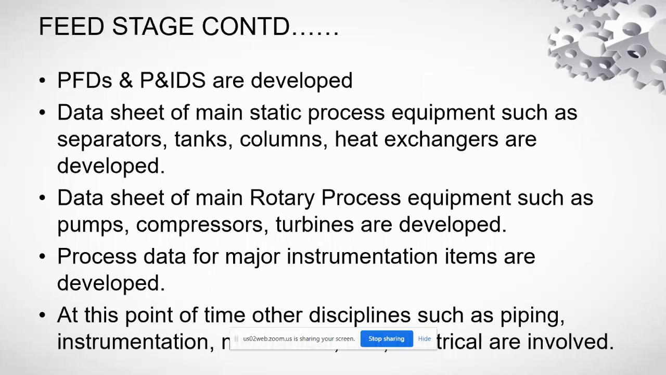Now we are talking about other documents and the main facilities. PFDs and PNIDs are developed for this facility in the feed stage. Data sheets of main static process equipment such as separators, tanks, columns and heat exchangers are also developed. Heat and mass balances are finalized. Data sheets of main rotary process equipment such as pumps, compressors and turbines are developed.